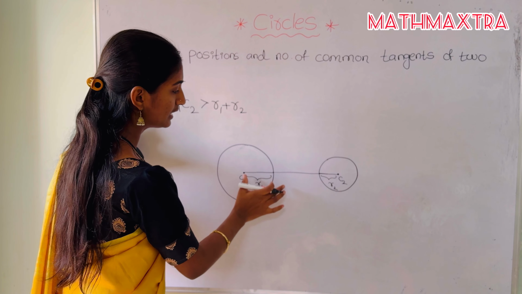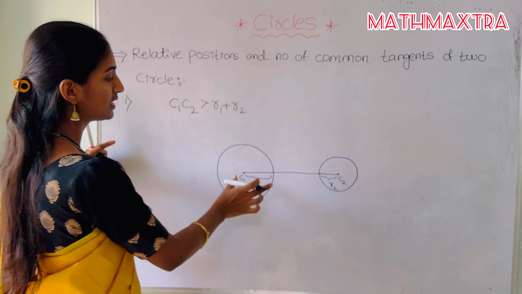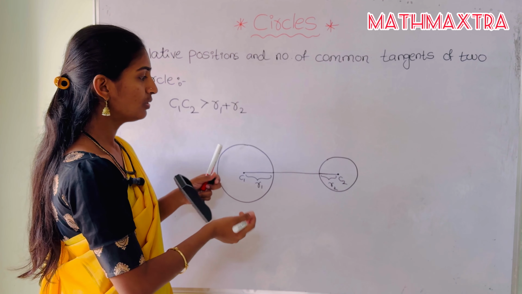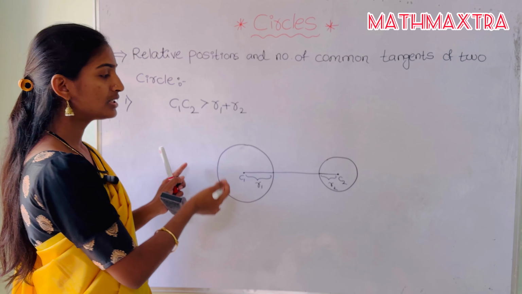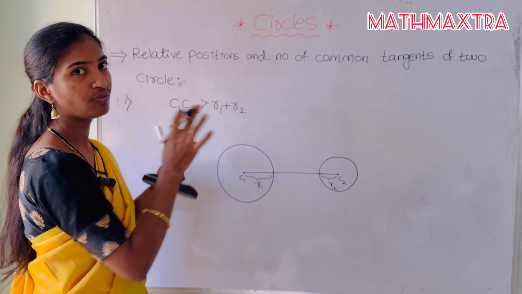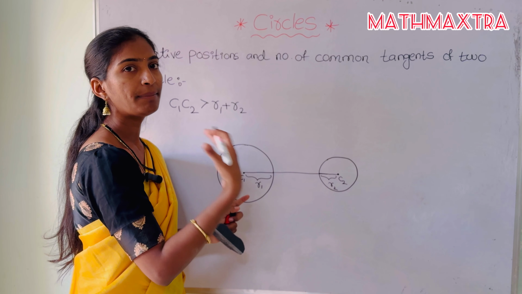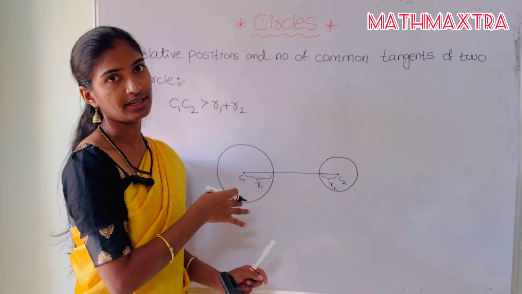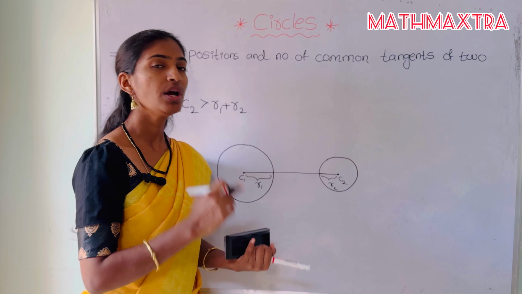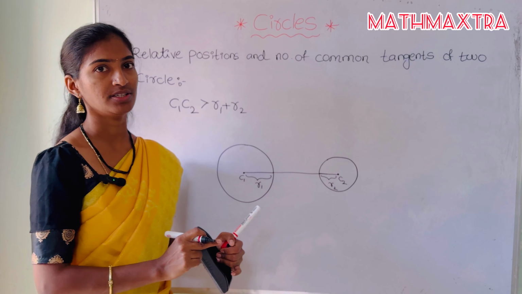See, this is the position of the two circles with respect to the given condition. The distance between the two centers is greater than the sum of the two radii. Now, what can we say from this? One circle lies completely exterior to the other. If this condition is given, we identify that one circle lies completely exterior to the other circle. Now we have to count how many common tangents are possible, how many direct common tangents, and how many transverse common tangents.